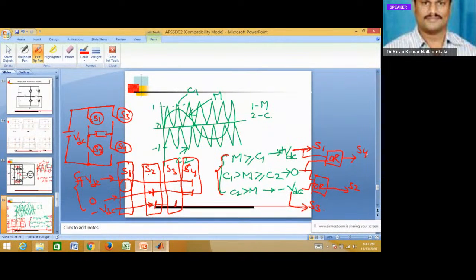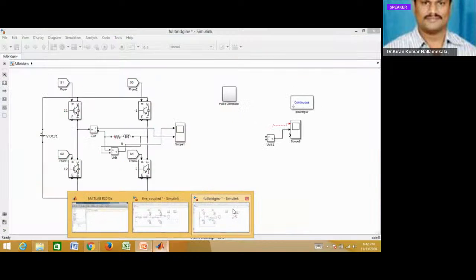If it is clear, then only we can go to the implementation part. Otherwise, if you have any doubt, please let me know and I'll repeat once again. If it is clear, then we'll go to the implementation part.